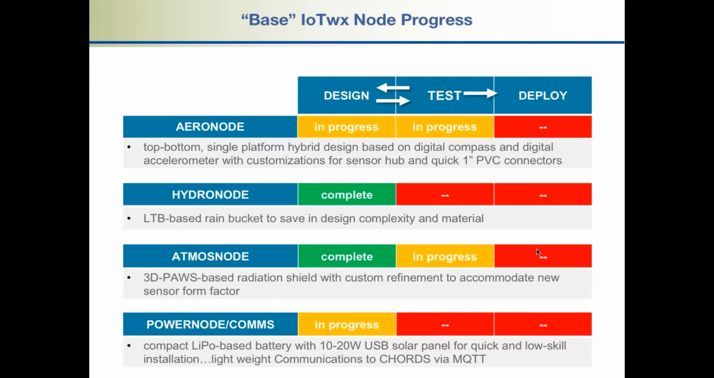The hydro node, we've got the design complete. It's a new rain bucket design, which we'll be testing and doing a deployment in the early spring. The Atmos node, which is the radiation shield, we've got that design ready, and we're testing the radiation shield. During these tests, one of the things we're really concerned about is making sure the communications work, and we're able to get the data into the cloud in a reliable manner.